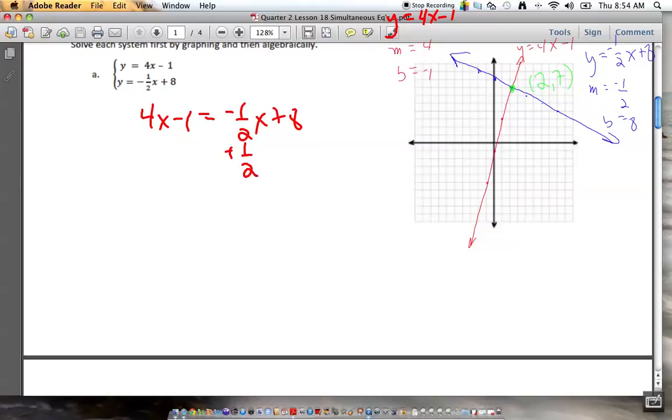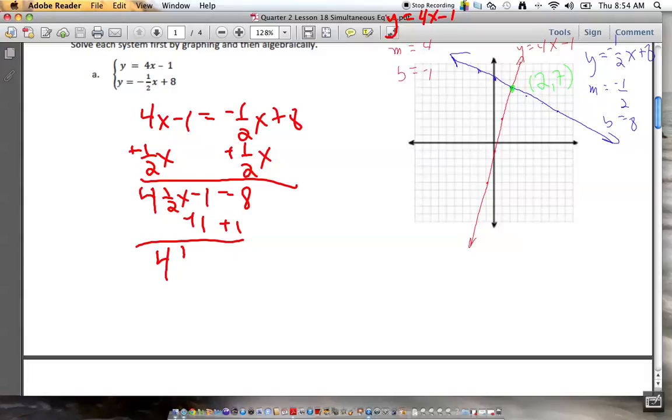Add a half x to both sides. And I get 4 and 1/2 x minus 1 equals 8. Add 1 to both sides. 4 and a half x equals 9. I think you see where we're going here. Divide by 4 and a half. 9 divided by 4 and a half, for those who aren't comfortable with it, is 2. You can always use your calculator to do that division. 9 divided by 4.5, and you get 2.